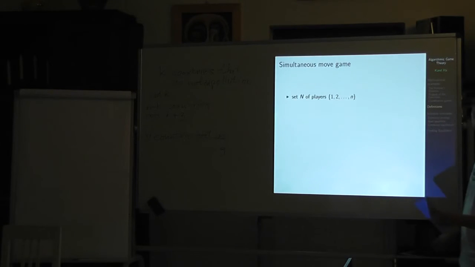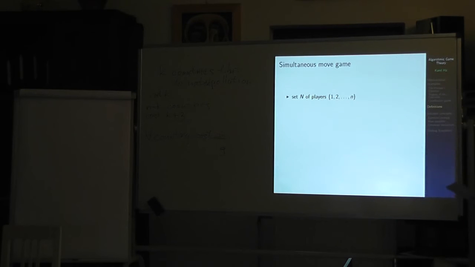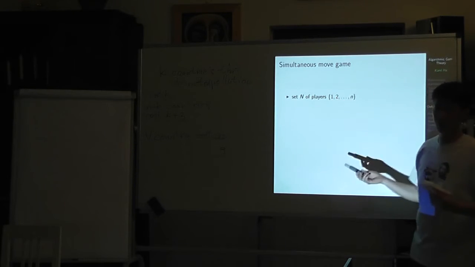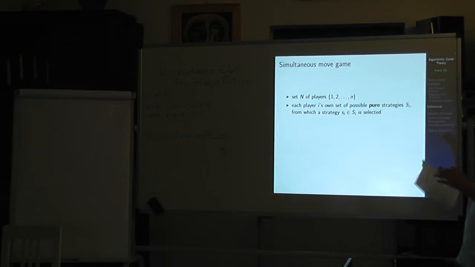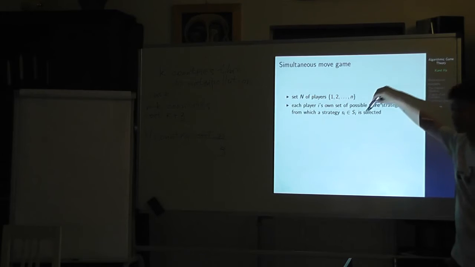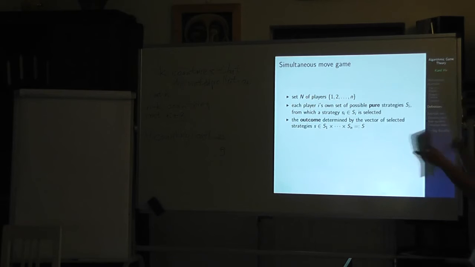Okay. So now we will define what the games are, what the simultaneous move games are, and the best would be to show what they consist of. So there is a set N of players, which in the prisoner's dilemma was player 1, player 2. Then each player has some pure strategy, which is just a fancy word for action. So in the prisoner's dilemma, it was to confess or to remain silent. And each player chooses from his possible options for his possible pure strategies. And then there is the outcome of all the combinations of chosen strategies, which is the vector of selected strategies.